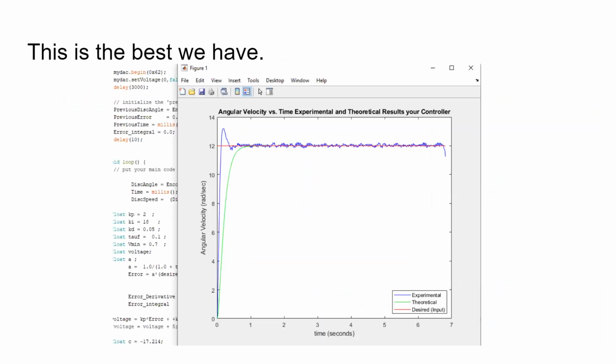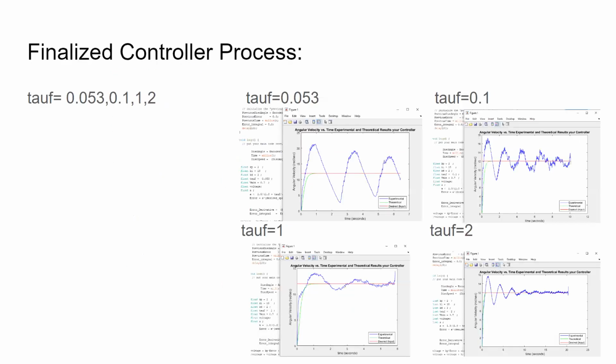And so this is the best that we have with KP equals 2. Oh, sorry, I misspoke. In the last slide, it wasn't that the KP value was wrong, but the KD value was wrong. KD was too high. We had accidentally kept it as 2.